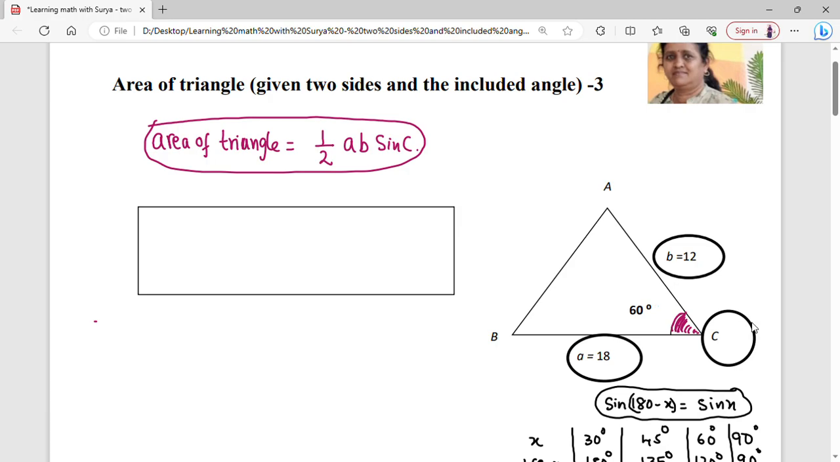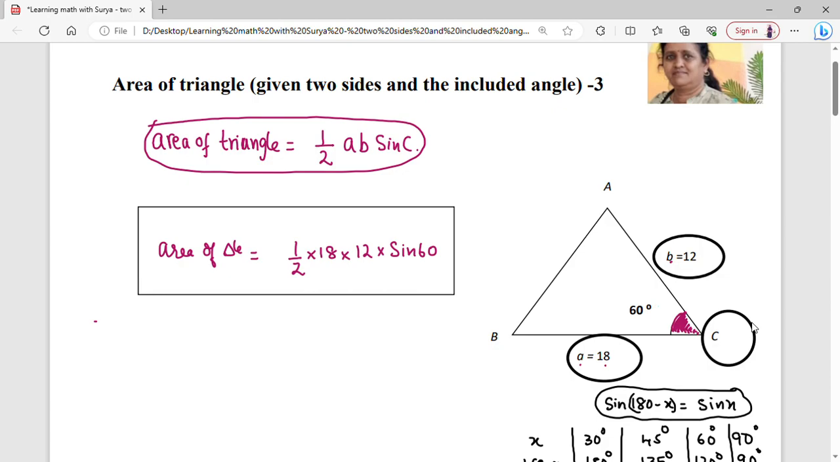where the two sides A is 18, B is 12, and obviously this is the included angle which is 60 degrees. So the area would be nothing but, as I told you, please write the formula always completely, not just one side but both the sides. So area of triangle ABC is equal to half A. What is your A? Multiplied by 18, and what is your B? Is 12 times sine 60.